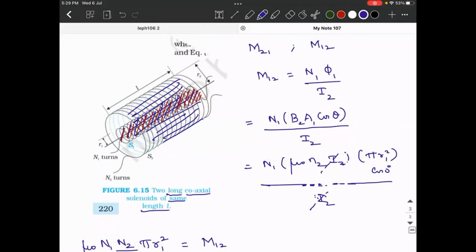Because flux is generated, so you need to write the magnetic field. Flux, so what is flux? Magnetic field multiplied by the area into cos of the angle. Who can generate the magnetic field? Only a current carrying conductor can generate. Who's the current carrying conductor? Another, B2.